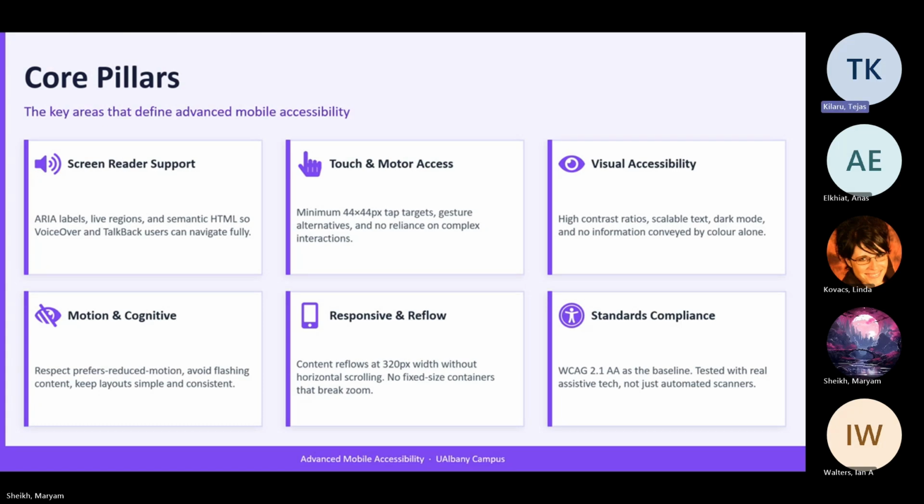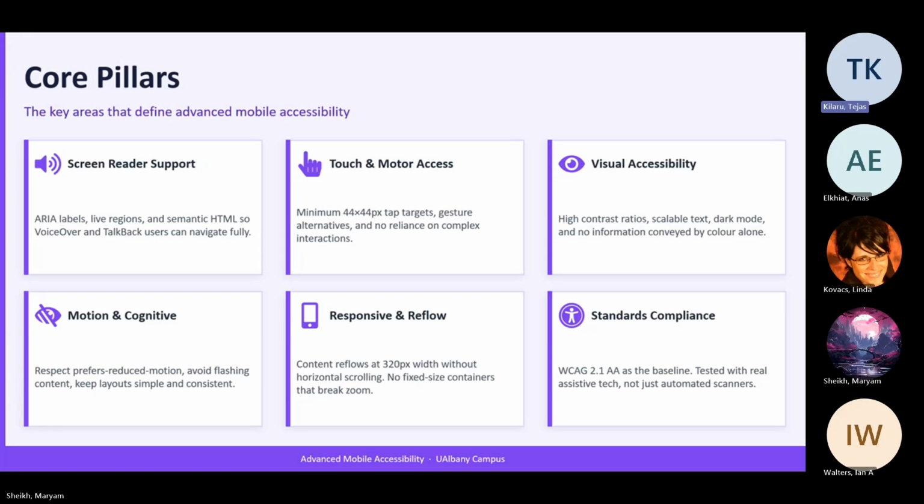Touch and motor access. Not everyone can tap accurately or use complex gestures. Tap targets need to be large enough and critical actions need simple alternatives. Visual accessibility. This covers contrast ratios, scalable text, and dark mode. Color alone should never be the only way information is communicated.